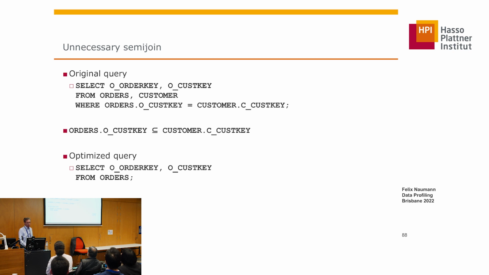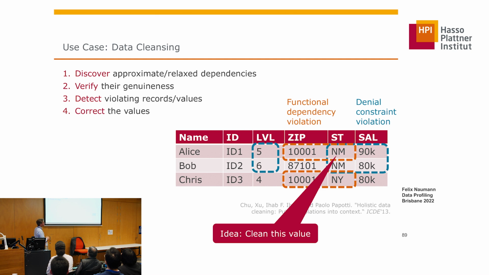Okay, good. Next use case, data cleaning. I had alluded to this before. In general, the idea is the following. You discover not exact dependencies, but approximate dependencies, those that are almost but not quite true, okay? And then you verify their genuineness. You ask a user, in essence, is this a good dependency? Should it be true? Then you detect the violating records, and then you correct them, clean them, remove them, whatever you want to do with this.